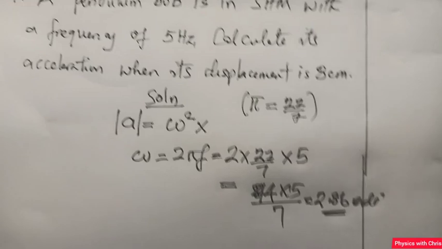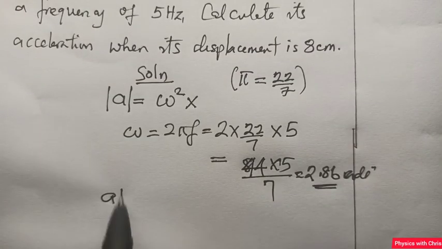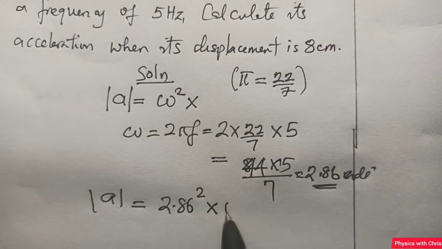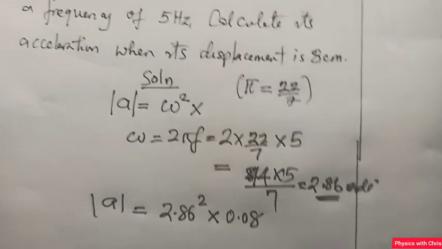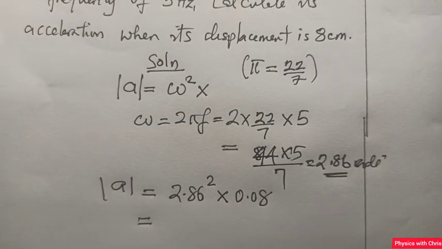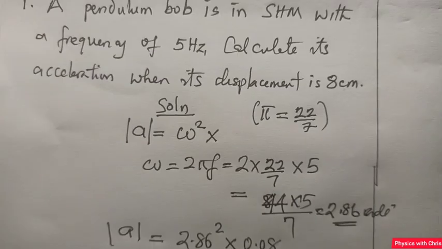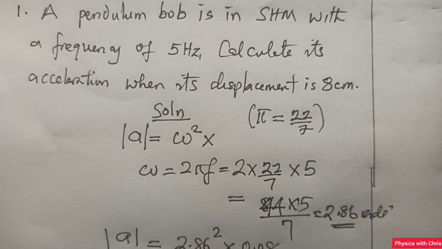That gives the angular frequency. So the magnitude of the acceleration will now be 2.86 squared. Remember to square that, multiplied by 0.08, because we must convert 8 centimeters to meters by dividing by 100. So 2.86 squared multiplied by 0.08 will give me my final answer. So the acceleration of the body, that is the magnitude, is 0.65 meters per second squared. That's how we use this equation of simple harmonic motion to calculate the acceleration.